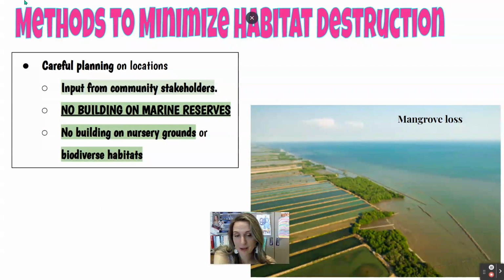To stop habitat destruction, just stop it. Just don't do it. Write that.